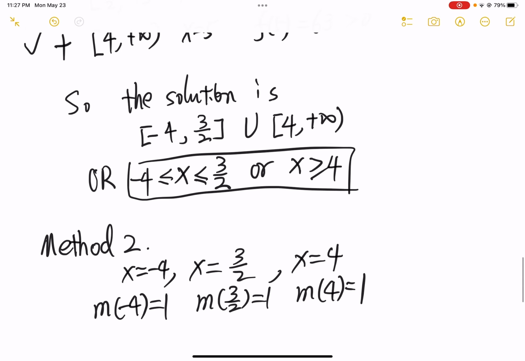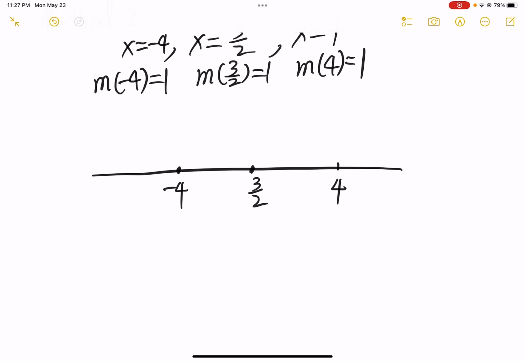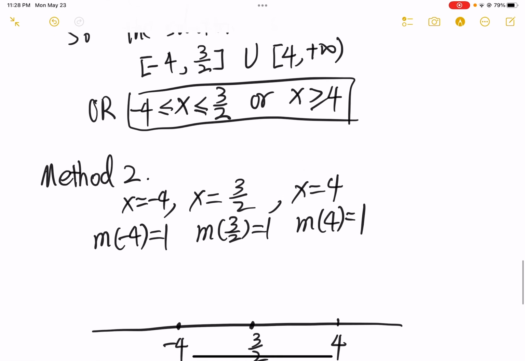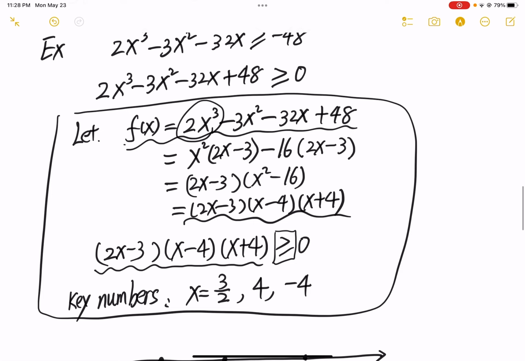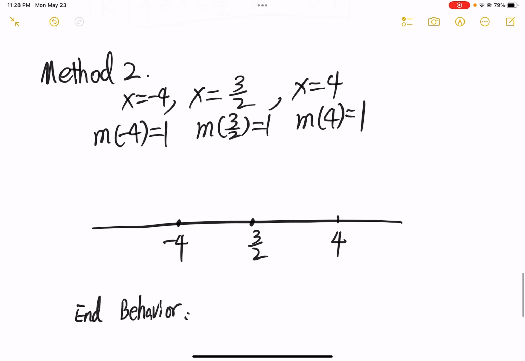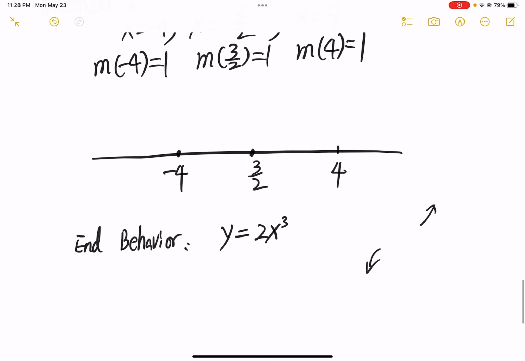Okay, so we also need to determine the end behavior. The behavior is determined by the leading term, the highest power term, which is 2x cubed, right? So the behavior is like y equals 2x cubed, and the end behavior of the graph would be like this one. So now let's connect.